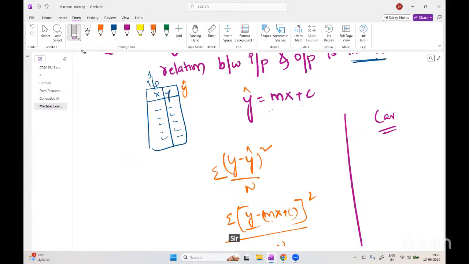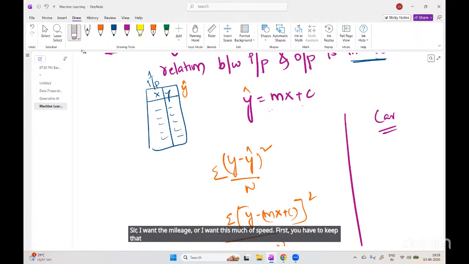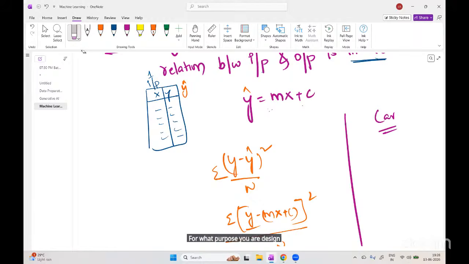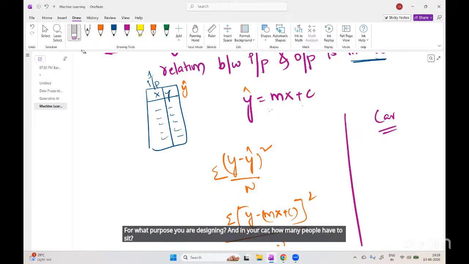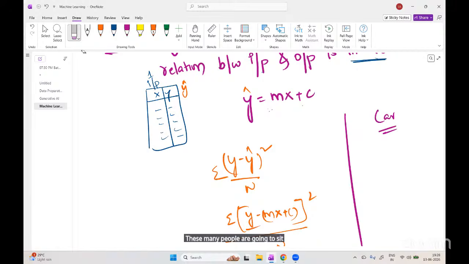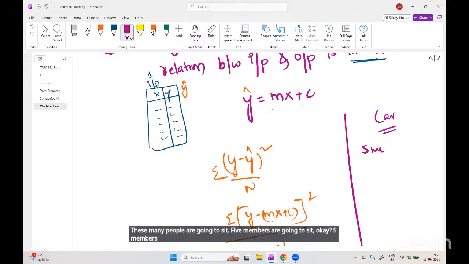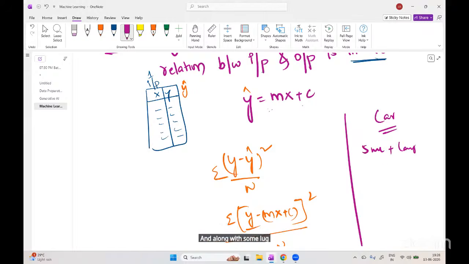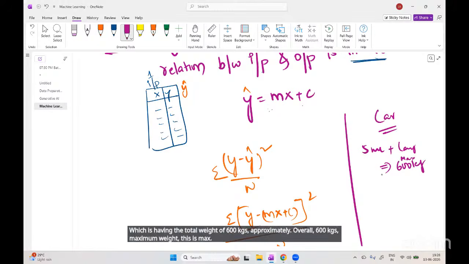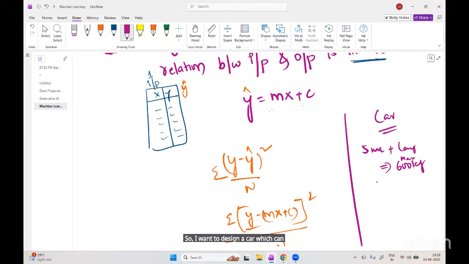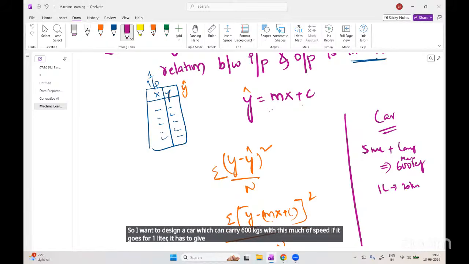Sir, I want the mileage, or I want this much speed. First, you have to keep that in your mind: for what purpose you are designing. And in your car, how many people have to sit? 5 members are going to sit, along with some luggage having a total weight of approximately 600 kgs. Overall 600 kgs maximum weight. This is the max. So I want to design a car which can carry 600 kgs with this much speed. If it goes for 1 liter, it has to give a minimum of 20 kilometers per liter. This is my requirement.